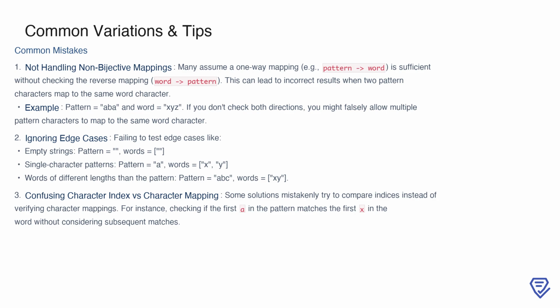Another frequent issue is ignoring edge cases. For instance, you should consider situations like an empty pattern or words, single character patterns, or cases where the lengths of the pattern and the word don't match. Additionally, it's important to avoid confusing character indices with actual character mappings. For example, it's not enough to simply compare whether the first letter in the pattern corresponds to the first letter in the word. You need to ensure that this relationship holds consistently throughout the entire pattern and word.